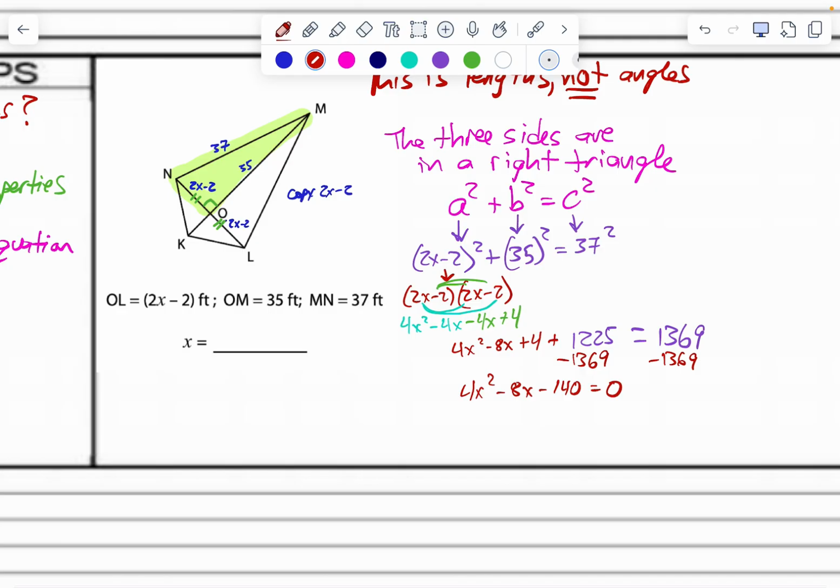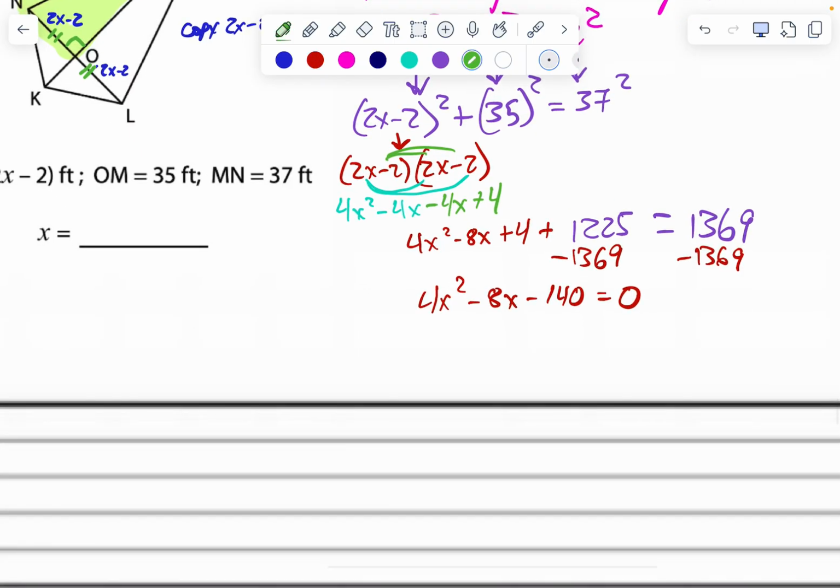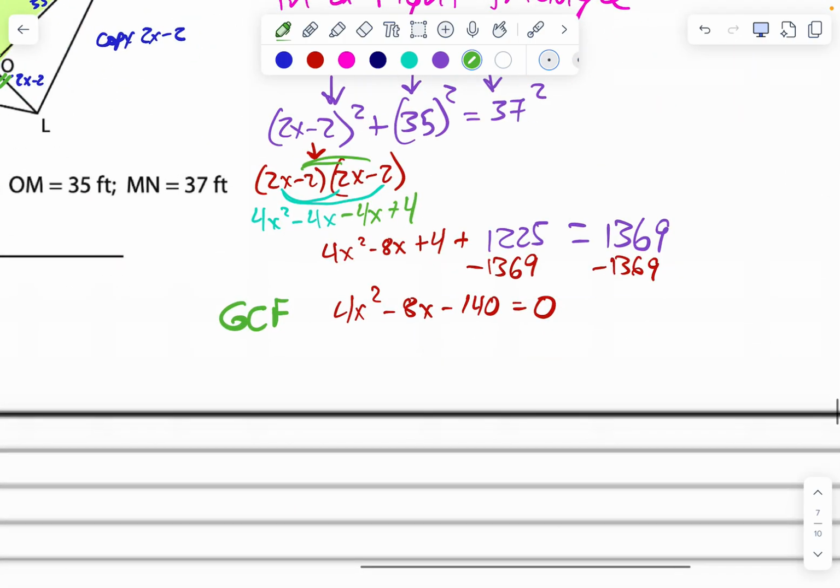Okay, this is where we definitely want to pull out a GCF before we do any factoring. What's a good GCF on this one? Yeah. So divide each by 4 and stick that out front. Actually, since we're solving, I'm just going to divide everything by 4. That'll save us a step. Okay, 140 divided by 4, what is that? 35, I think.